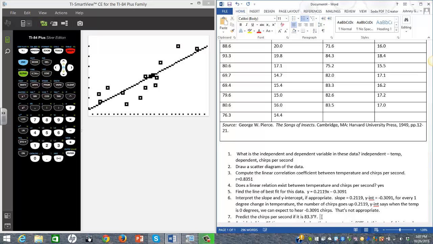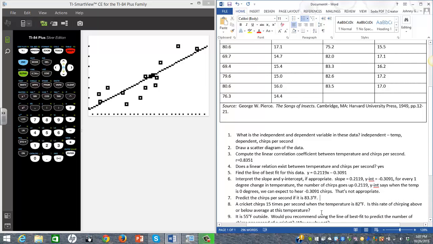So here, the y-intercept is not appropriate to interpret. Now, if I want to predict the chirps per second if it's 83.3 degrees outside, well, that just means I'm letting x equal 83.3 because that's the independent variable. So what you can do is just plug it in here.